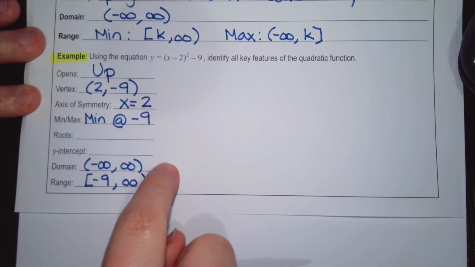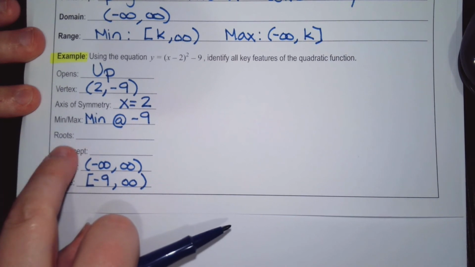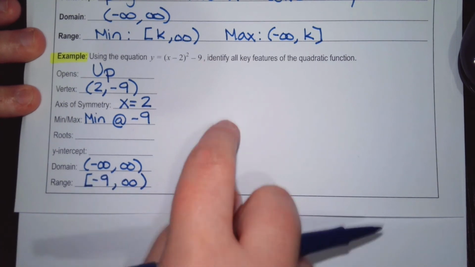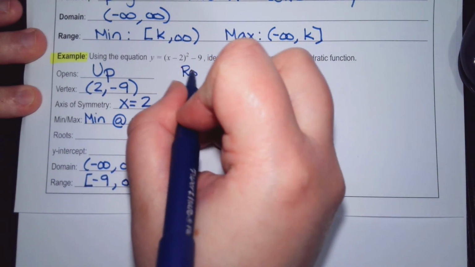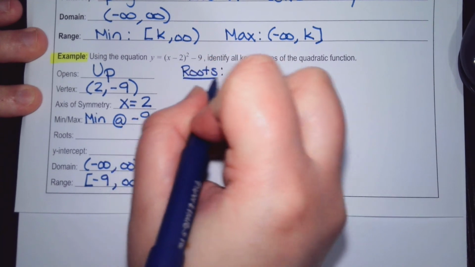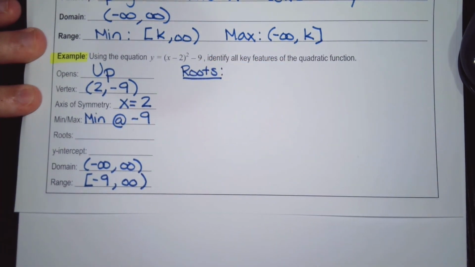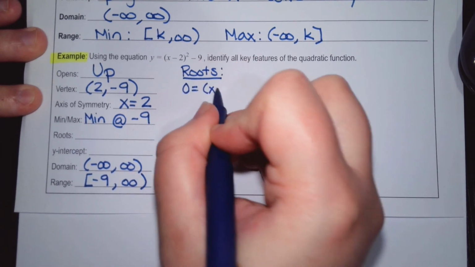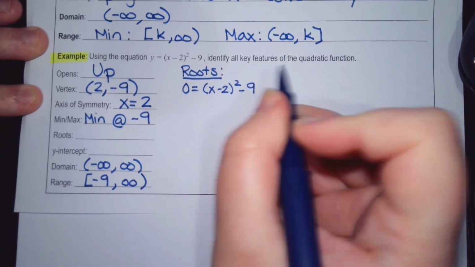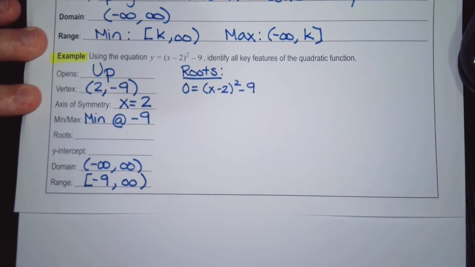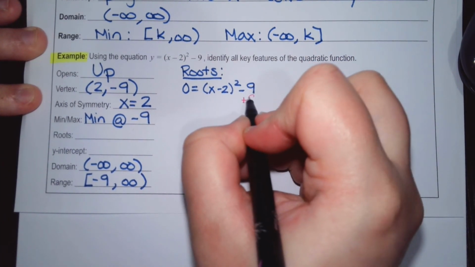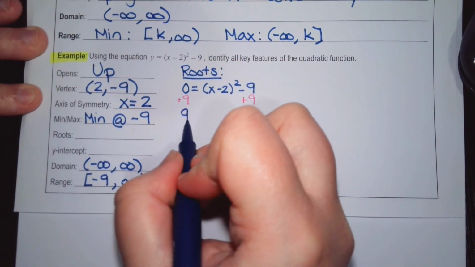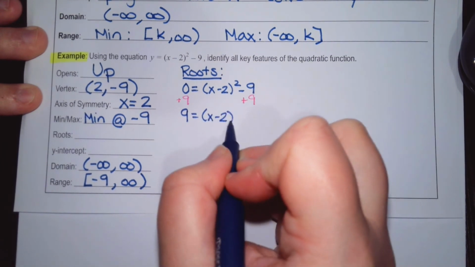Now to find the roots and the y-intercept. Remember, roots are just the x-intercepts. Their names mean the same. So, for the roots, we plug 0 into y and solve for x. So the first thing we do is we're going to add 9 to both sides. So we have 9 is equal to (x minus 2) squared.